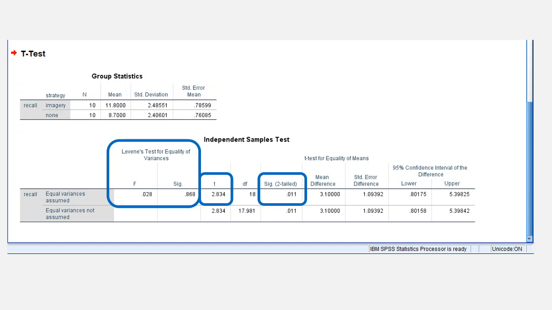That means that we can keep our interpretation of this analysis with all of the values in that top row labeled equal variances assumed. Look all the way over to the left where it says equal variances assumed, and all of the values in that row are what we're looking at. The only reason we can use that row is because Levene's was not significant. If the Levene's had been significant, we would have had to move our attention lower.